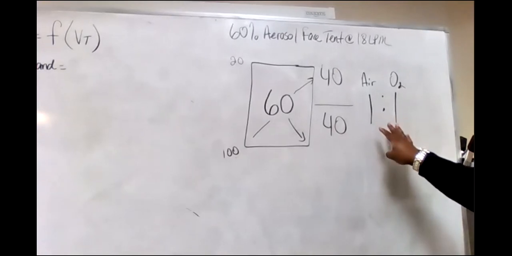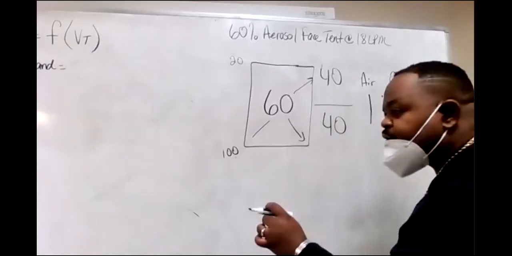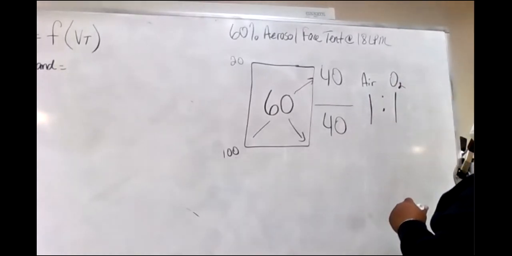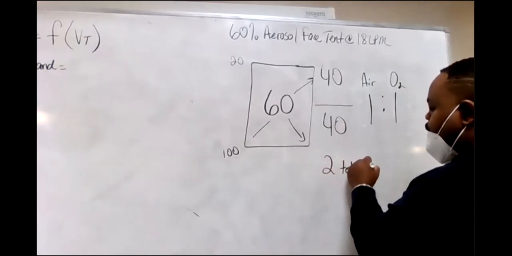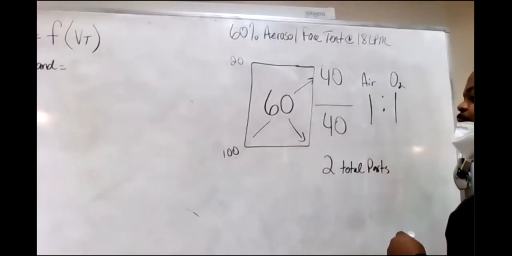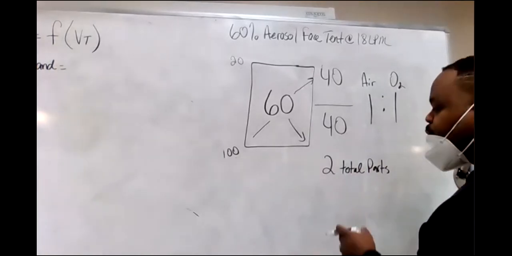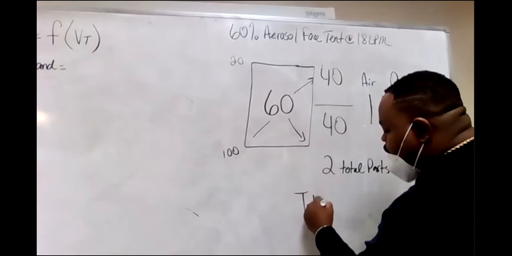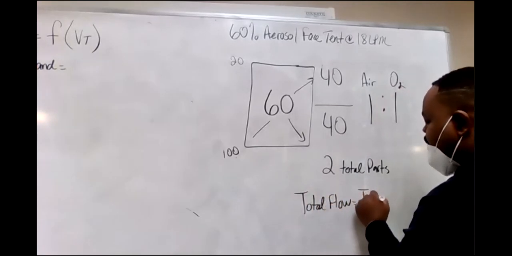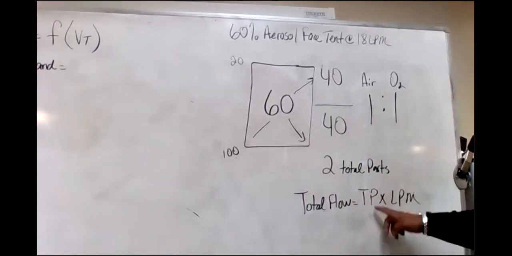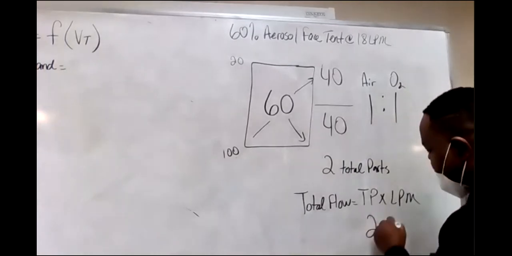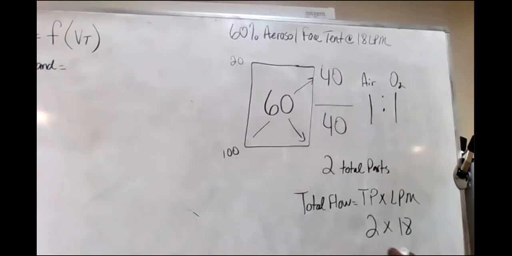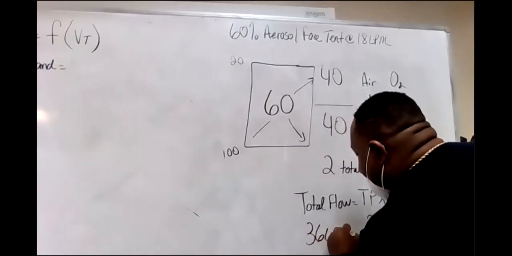Okay, now that gives us the air to oxygen ratio. The next step is to find the total parts. So Heather, if we have one part air and one part oxygen, how many total parts do we have? Two total parts. The last step is to find the total flow. To find the total flow, you multiply the total parts times the liters per minute. So total flow equals total parts times liters per minute. What is the total parts again? Two. Times what's the liters per minute? 18. So 2 times 18 is what? 36. So the total flow is 36 liters per minute.